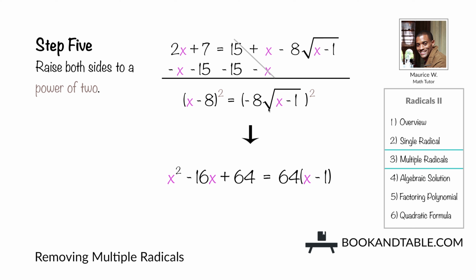To solve a radical equation with two radicals, isolate the first radical sign, raise both sides to a power equal to the index, and then isolate the second radical sign, raise both sides to a power equal to the index, and then your radical signs will be completely removed from the equation.